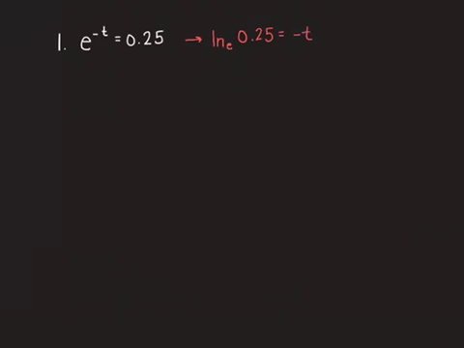So now what I can do is figure out the natural log of 0.25 using my calculator. So I get negative 1.3863 is equal to negative t. And then all I have to do is divide both sides by negative 1. And we get t is equal to 1.3863. Okay, let's look at another one.